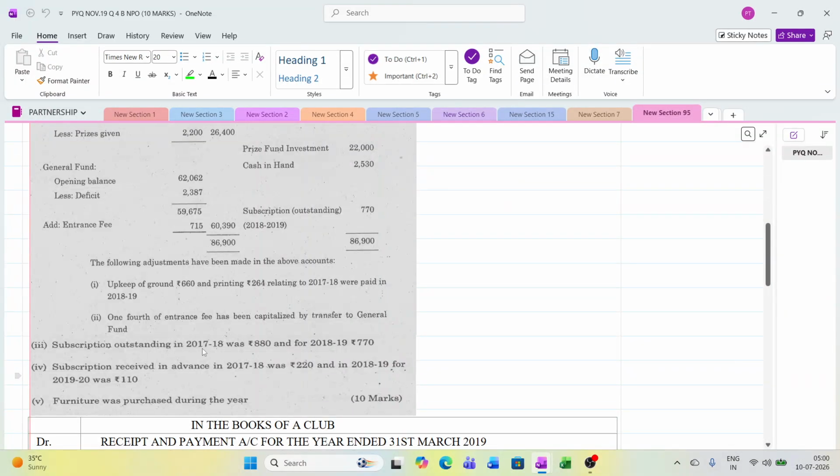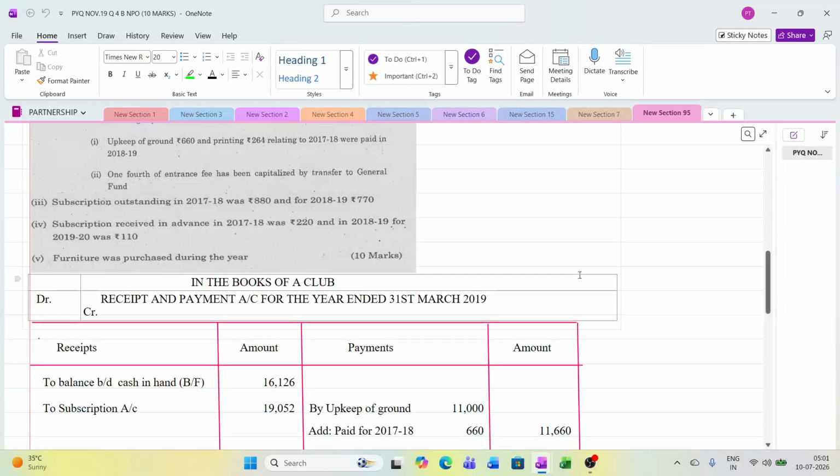And for subscription, they have given outstanding in the previous year and outstanding for the current year, which has not been received, and subscription received in advance in the previous year for the current year, and subscription received in advance for the next, subsequent year. So we will be seeing them one by one. Just for saving time, I have prepared the account so that I can explain it, and you do not waste much of your time.